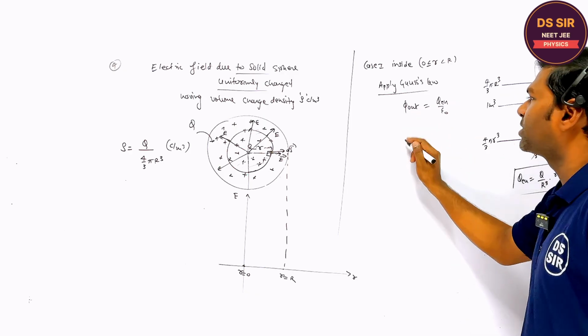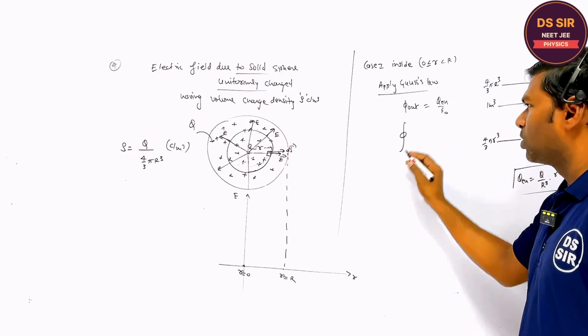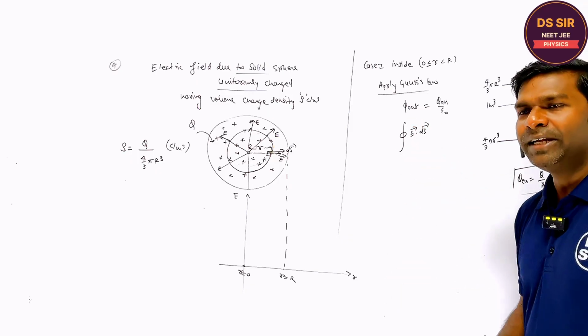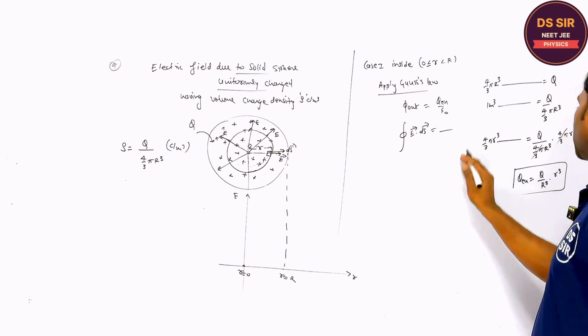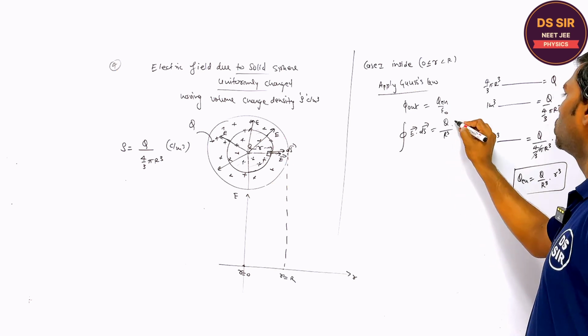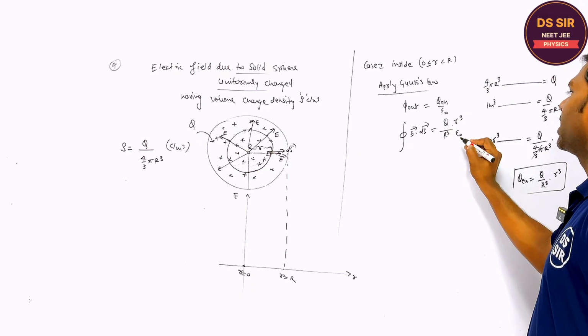And what is the outward flux? Because it is a closed Gaussian surface, what is the flux formula? Integration of E dot dS, and the charge enclosed is Q upon R cube into small r cube, divided by epsilon naught.